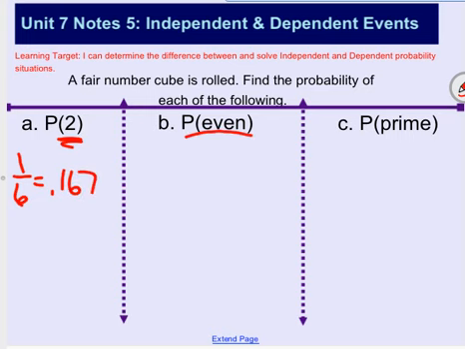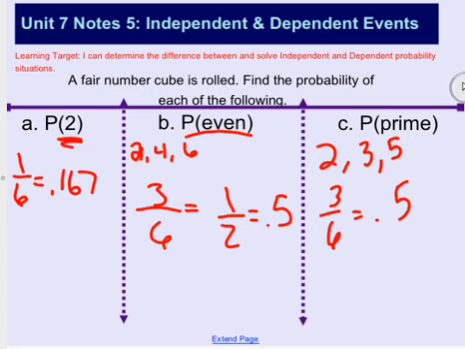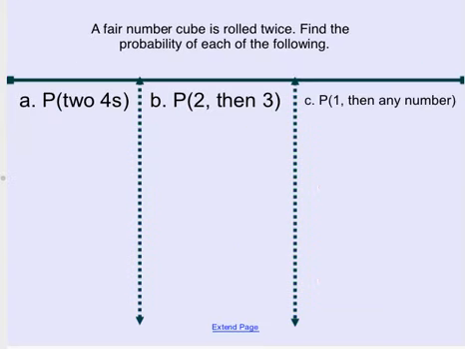Probability of even. I know that a 2, a 4, and a 6 are even, so there's 3 possibilities out of 6, which is 1/2, which is 0.5. The prime one we did, and remember that's 2, 3, and 5 for prime numbers, which is another 3 out of 6, which is 0.5. So make sure you are reviewing and getting these in a lot of the time.